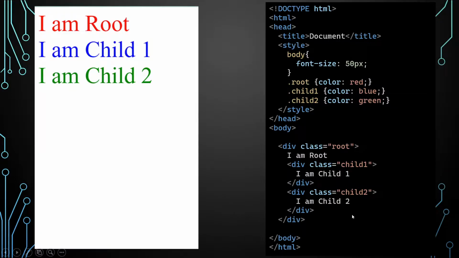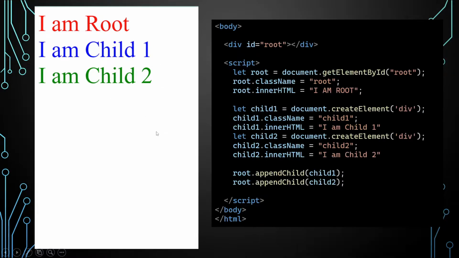If you just see this web page, we have only three divs: one is root, and inside the root we have two divs. One has a class name of child1 and another one has a class of child2. Suppose you wanted to build a similar website with the help of only JavaScript. You would need to write more than 10 lines of JavaScript code just like this.